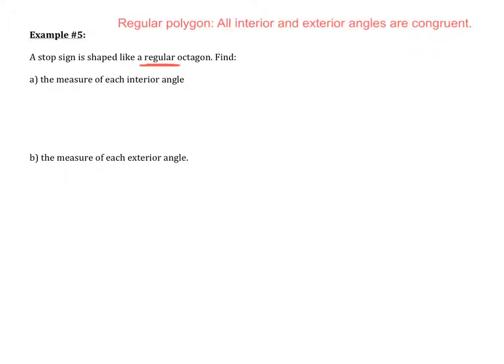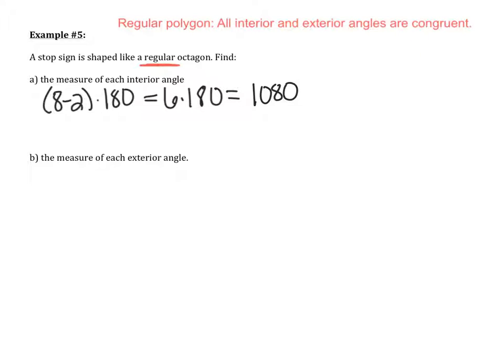So if it's a regular octagon, that means it is an 8-sided figure. So if I figure out what the total number of degrees inside the octagon is, then I can just divide by 8, and that would give me the degree of each angle inside of the octagon. So again, the first thing I want to do is find the number of total degrees inside of an 8-sided figure. So that would be 8 minus 2 times 180. So that would be 6 times 180, which is equal to 1080. So the total number of degrees inside of the octagon is 1080.